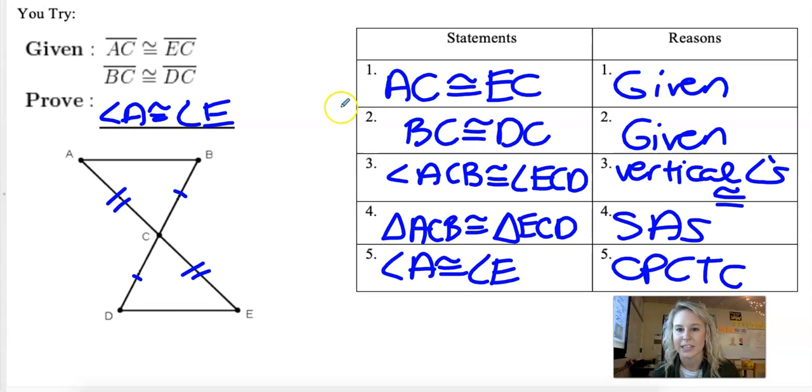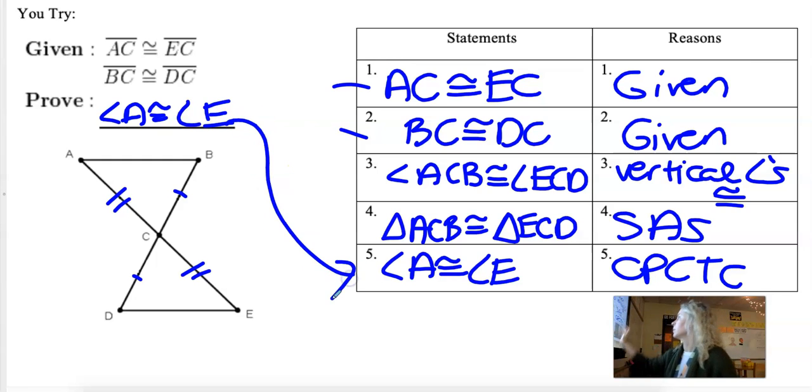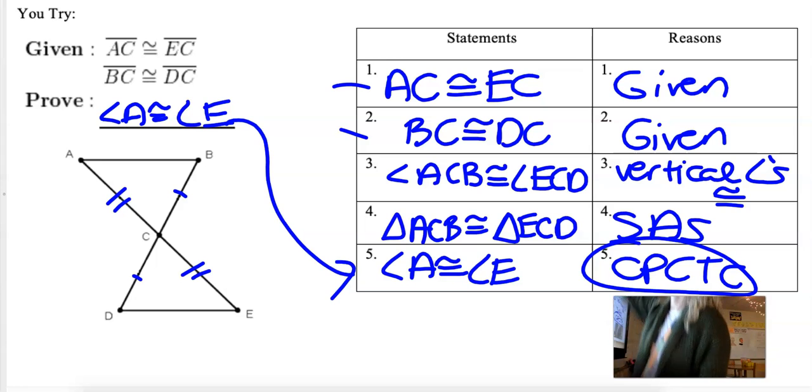Let's take a look at our example. So 1 and 2 are just your givens. Proof part should always come at the bottom. It will always be CPCTC for an angle or a side. So I really just had to work on my 3s and my 4s. So I have vertical angles. Now you could have named them differently on your paper. I said A, then C, then B is what's equal to ECD. You could have had it flipped. You could have said BCA is congruent to DCE.